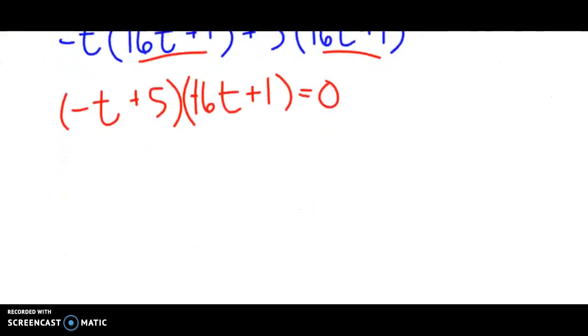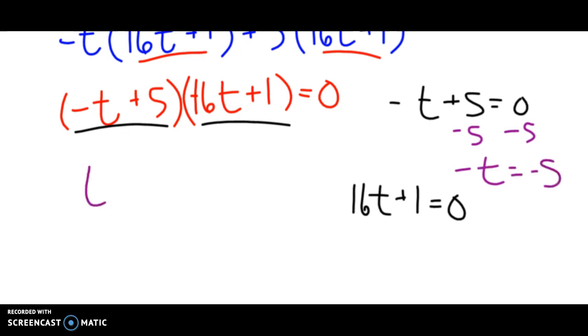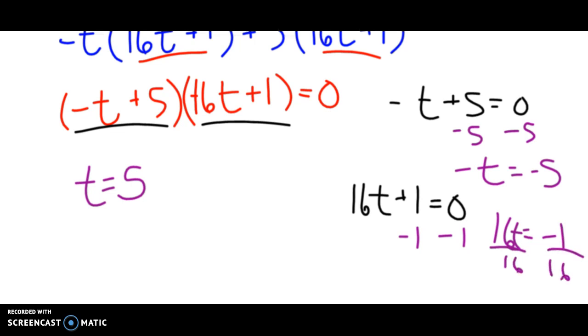Zero product property says that either the first one is equal to 0 or the second one is equal to 0, or both. So negative t plus 5 equals 0, and 16t plus 1 equals 0. So I solve for t. So negative t is equal to negative 5, which means my time could be 5 seconds. Or 16t is equal to negative 1, divided by 16, and we get t equals negative 1/16. So we have two possible solutions.